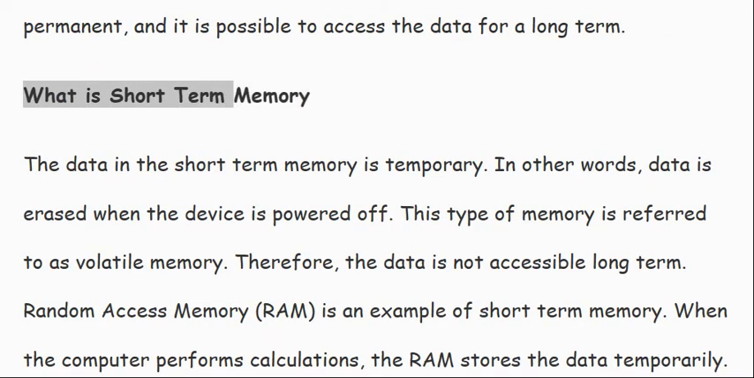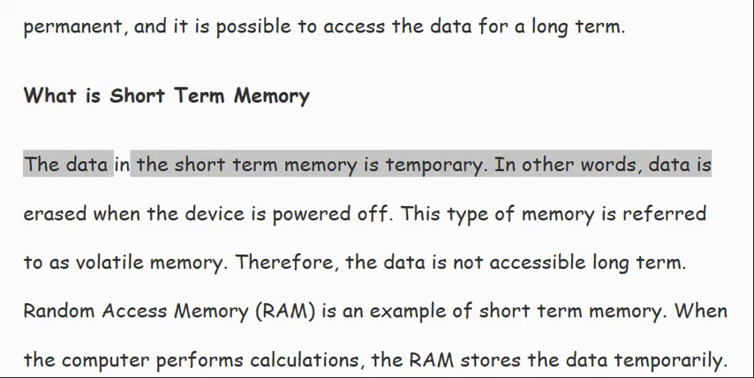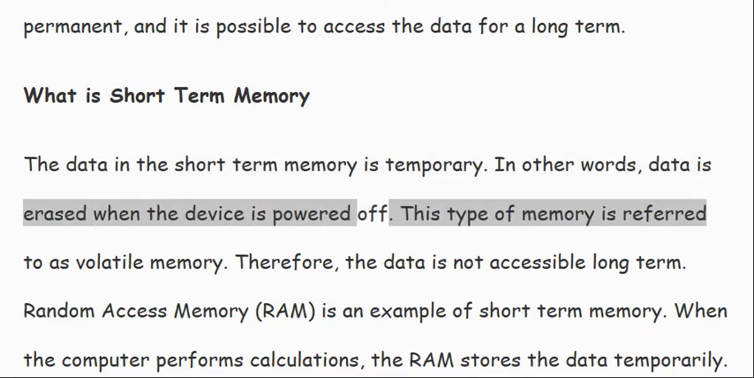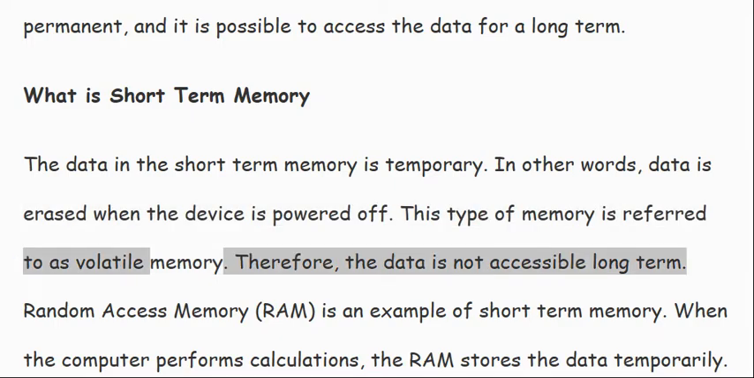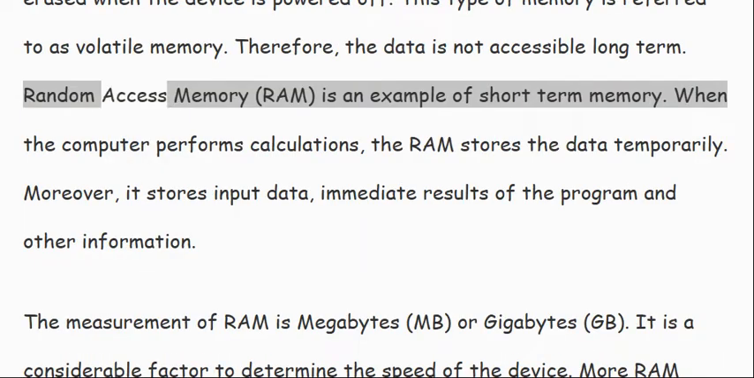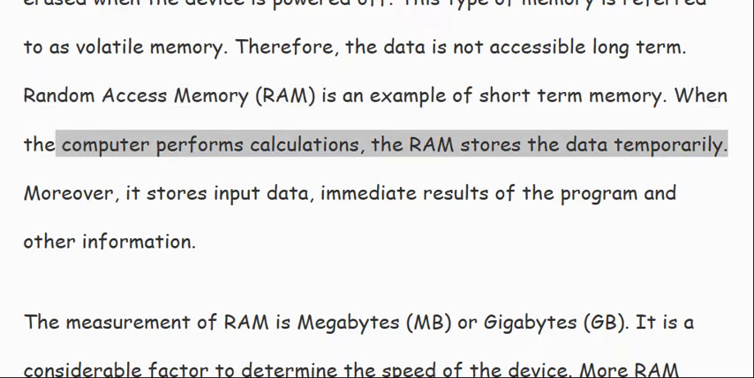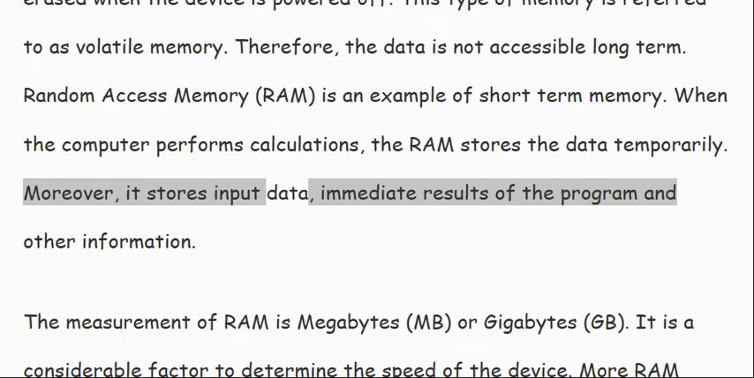What is short-term memory? The data in the short-term memory is temporary. In other words, data is erased when the device is powered off. This type of memory is referred to as volatile memory. Therefore, the data is not accessible long-term. Random access memory, RAM, is an example of short-term memory. When the computer performs calculations, the RAM stores the data temporarily. Moreover, it stores input data, immediate results of the program and other information.